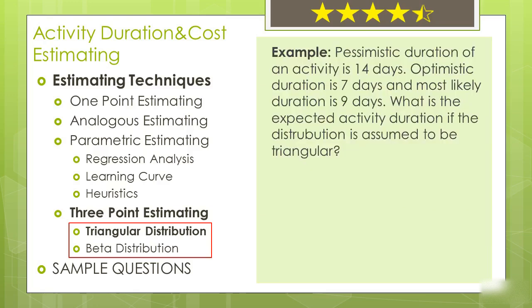Let's give an example. Pessimistic duration of an activity is 14 days. Optimistic duration is 7 days. And most likely duration is 9 days. What is the expected activity duration?